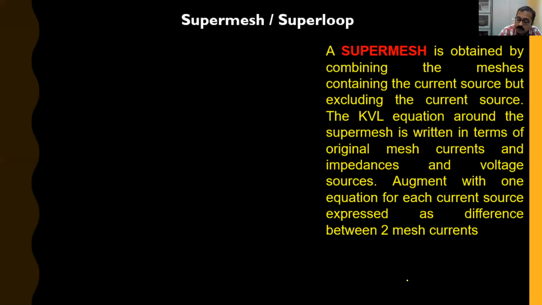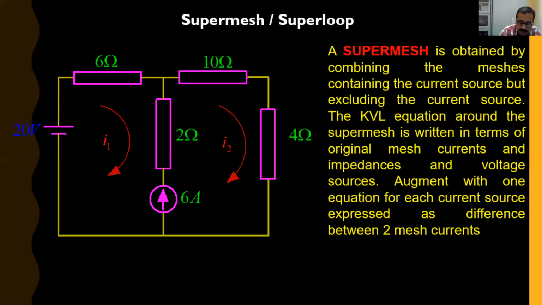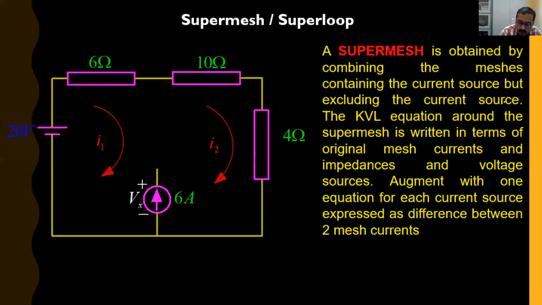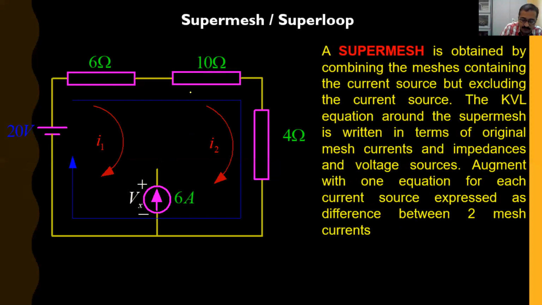So how do we obtain that? A super mesh is obtained by combining the meshes containing the current source but excluding the current source. That means it is like this. So you have to exclude the branch. Okay. Now what next? You have to consider the current source. So this is our super mesh, right? The KVL equation around the super mesh is written in terms of the original mesh currents.